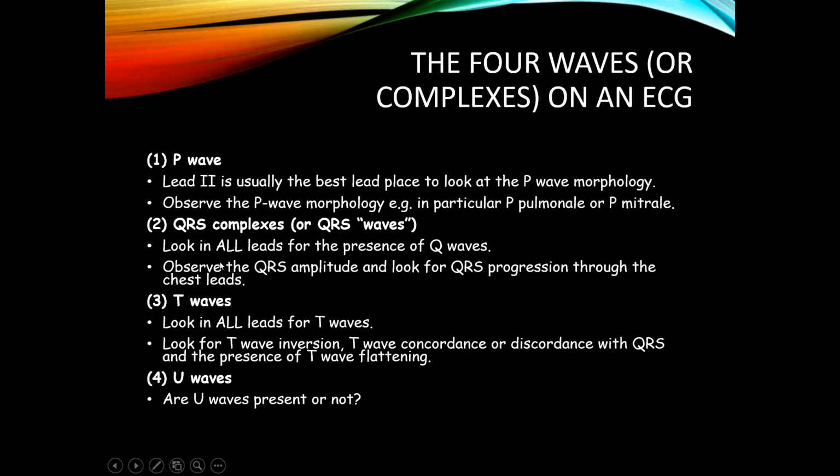QRS complexes: you need to look in all the leads for the presence of Q waves, observe the QRS complex, and look for QRS progression through the chest leads, which is V1 to V6. Then T waves: you need to look in all the leads for T waves. Look for T wave inversion, T wave concordance or discordance with QRS, and the presence of T wave flattening. Then U waves. Normally we don't see U waves, so you need to keep an eye out: are U waves present or not?